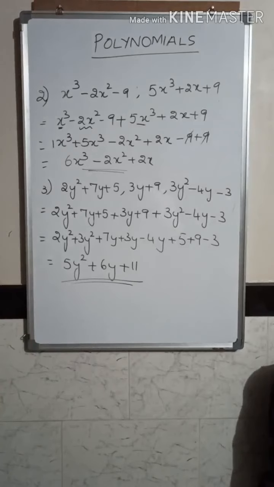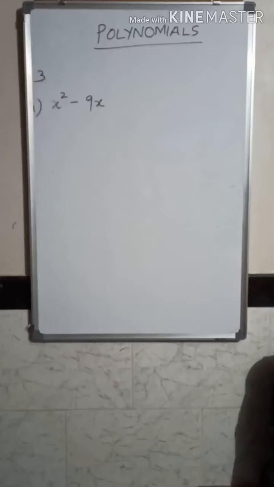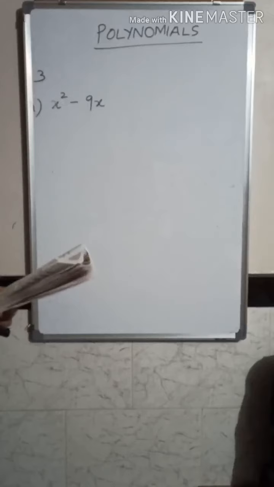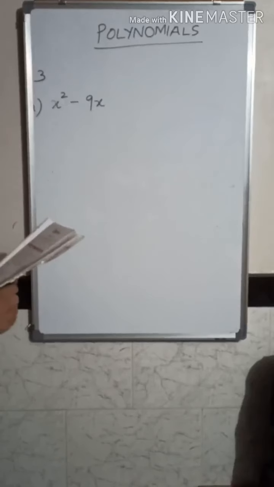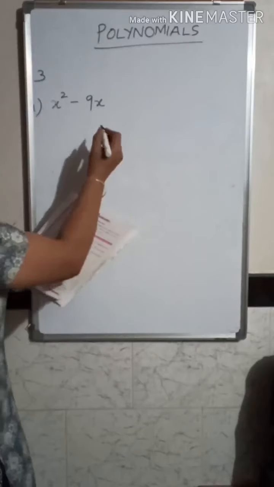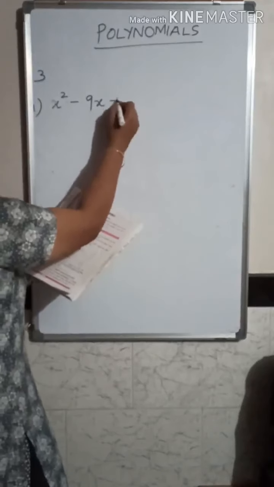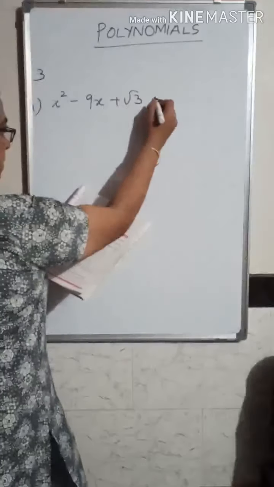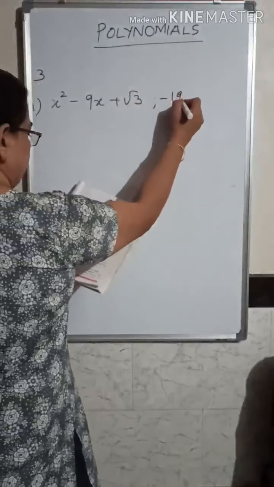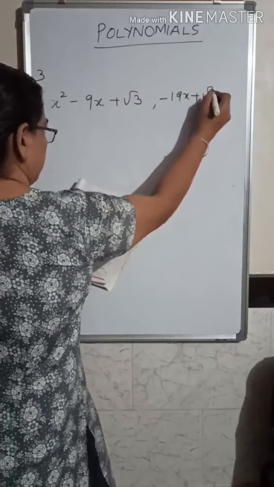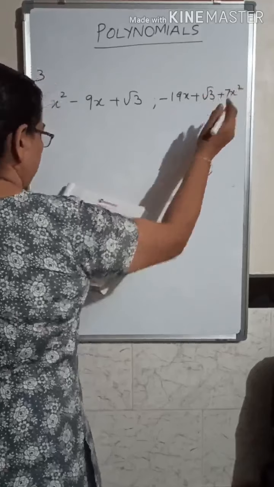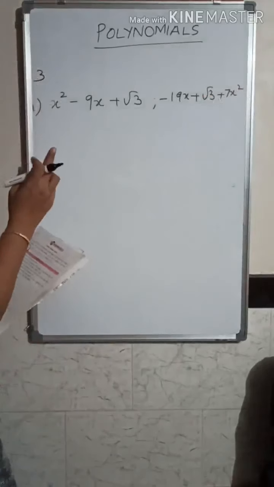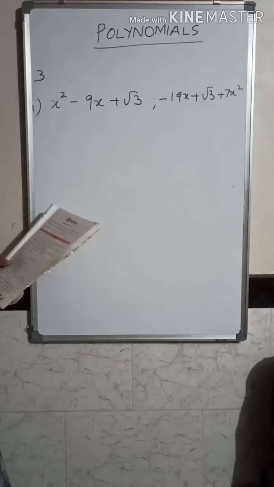Next, how to subtract polynomials. The problem you have got: subtract the second polynomial from the first. The first polynomial is given as x square minus 9x plus root 3, and the second is minus 19x plus root 3 plus 7x square. So here what is given is to subtract the second polynomial from the first polynomial.